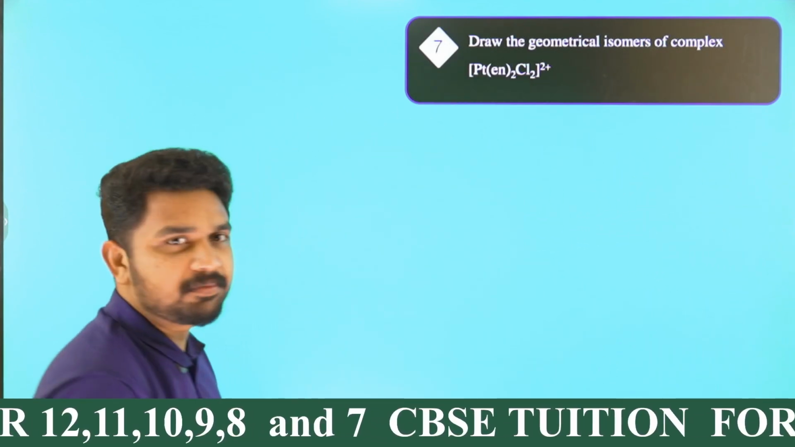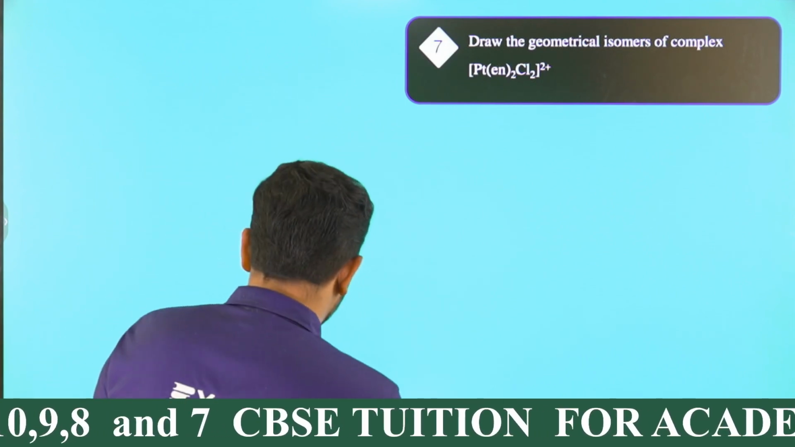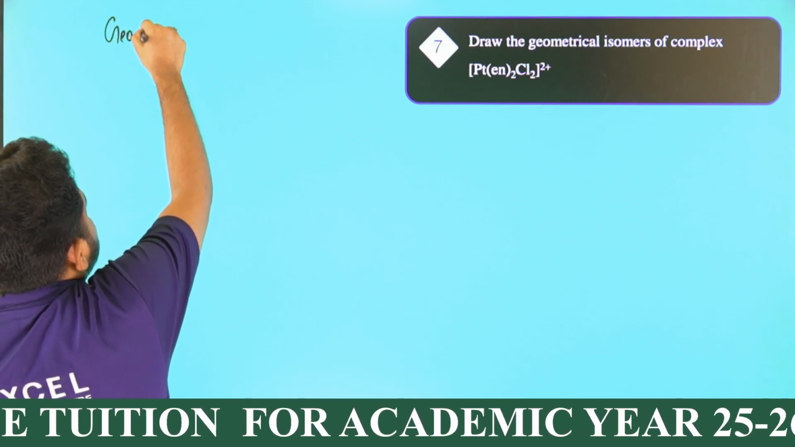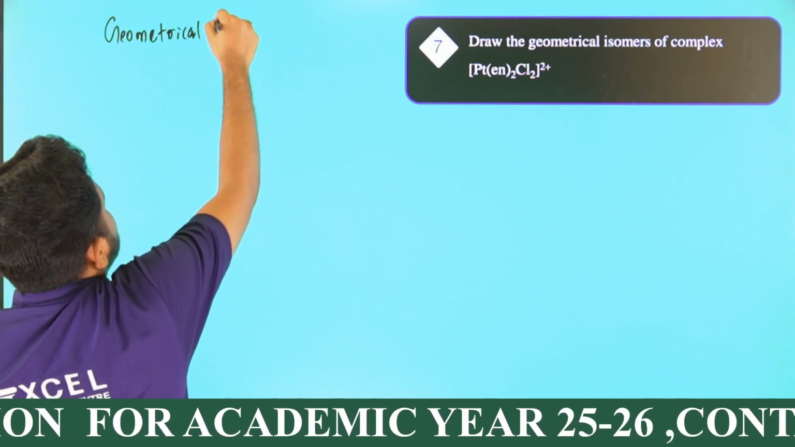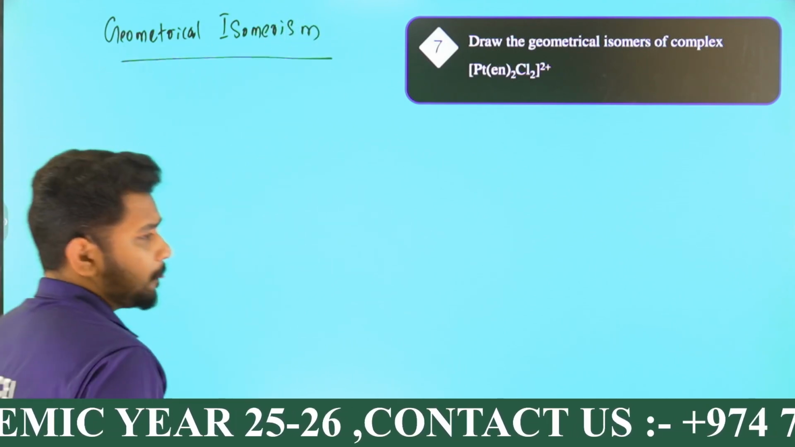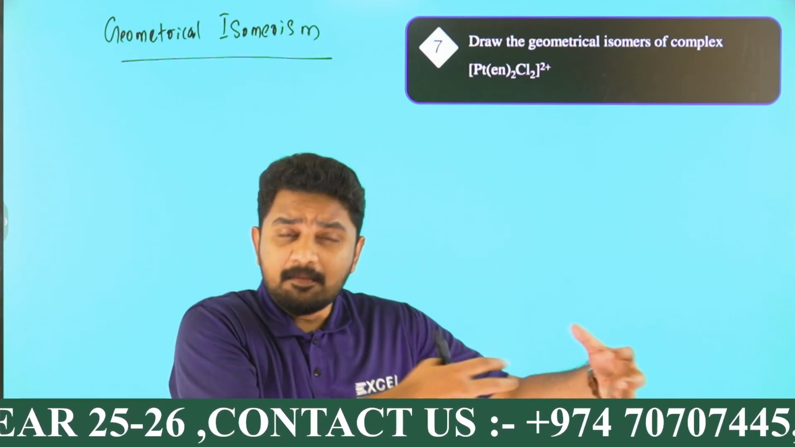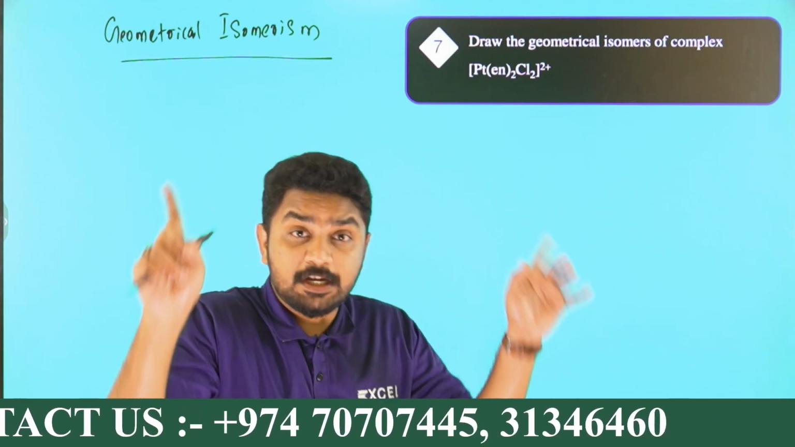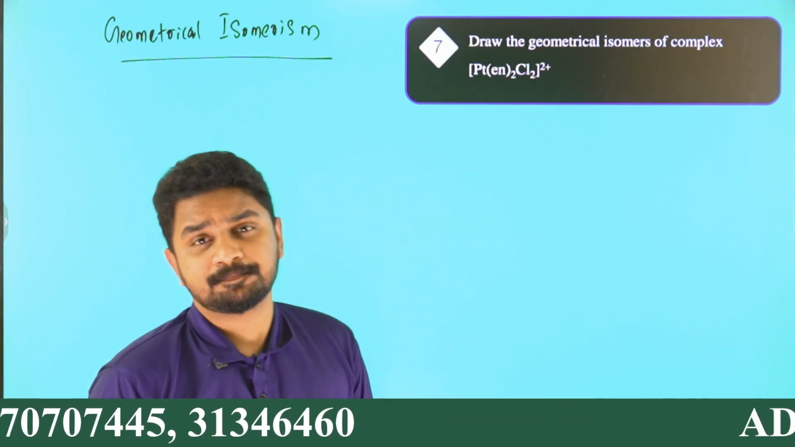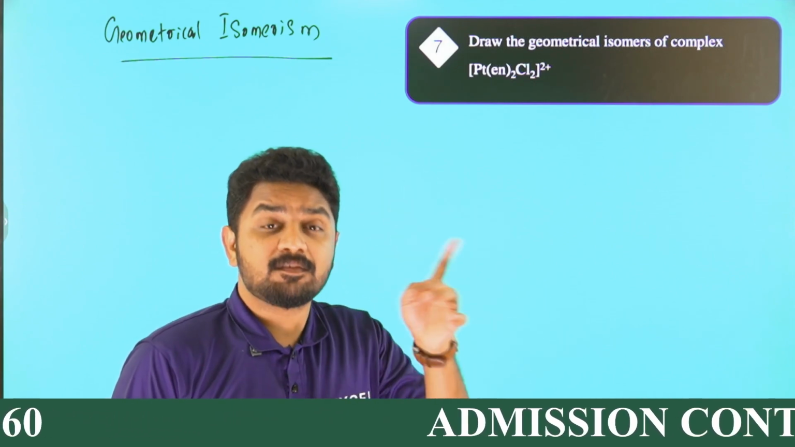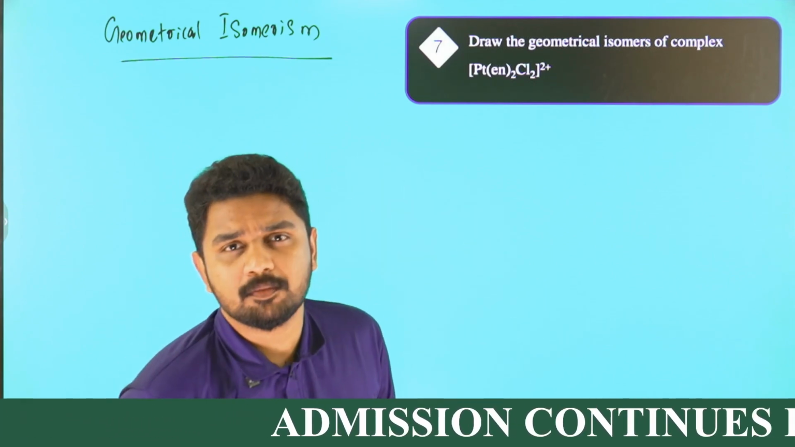Now we should study some theory, I mean some concepts related to geometrical isomerism. What is geometrical isomerism, guys? Geometrical isomerism is an isomerism in which compounds have the same molecular formula but different spatial arrangements, or different arrangements of ligands. Same molecular formula, but the arrangement of ligands will be different. That is what geometrical isomerism is.